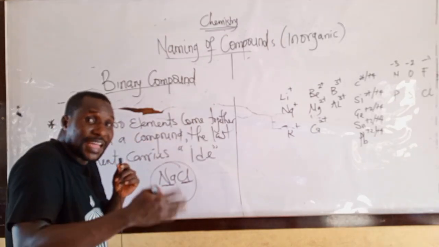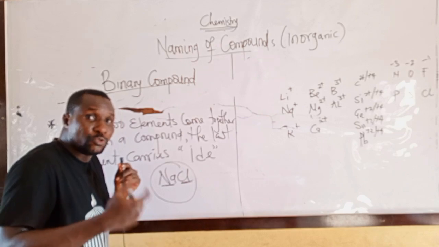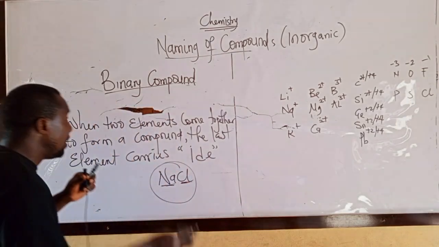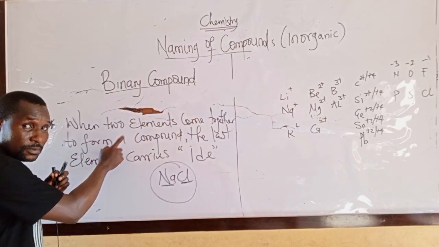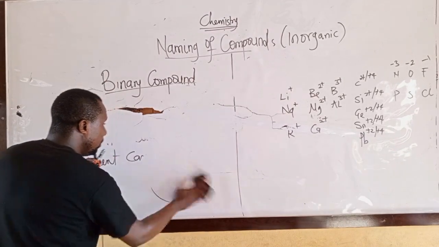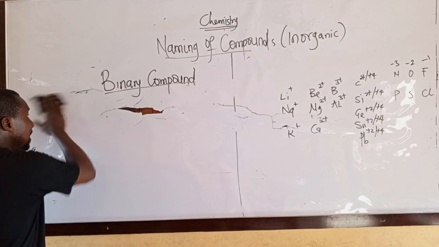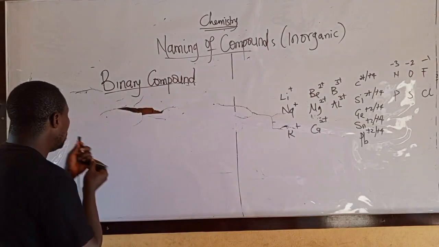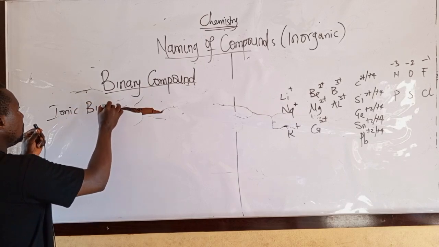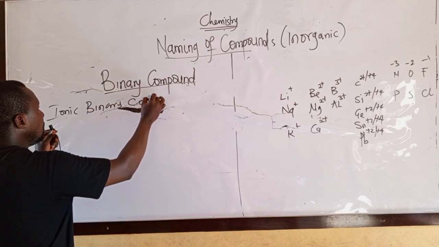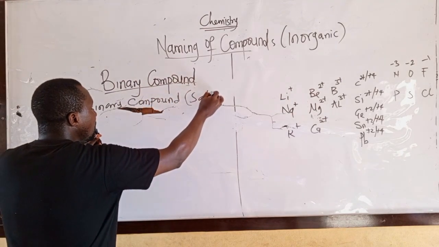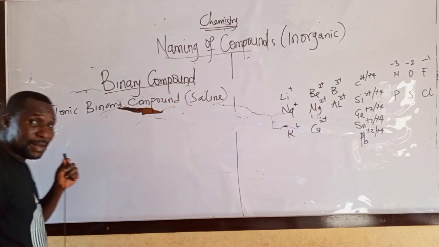We now go to types of binary compound. Then we start from ionic compound. Let us start from ionic binary compound. Take note of this rule. Ionic binary compound. Another name for ionic binary compound is what? Saline binary compound.